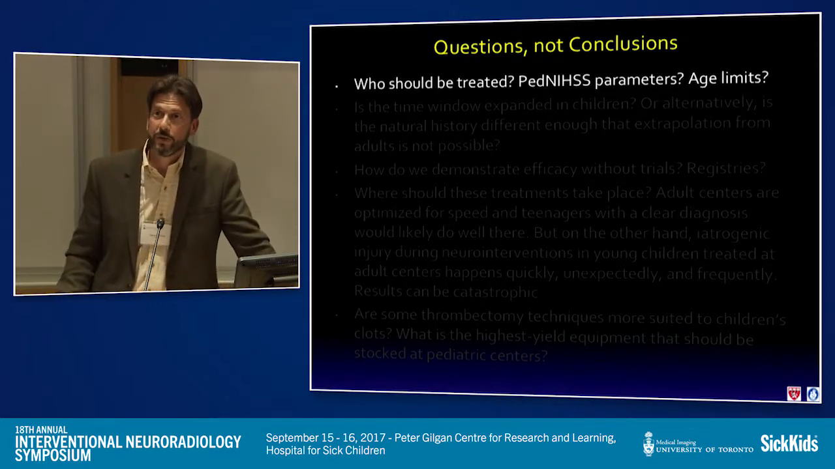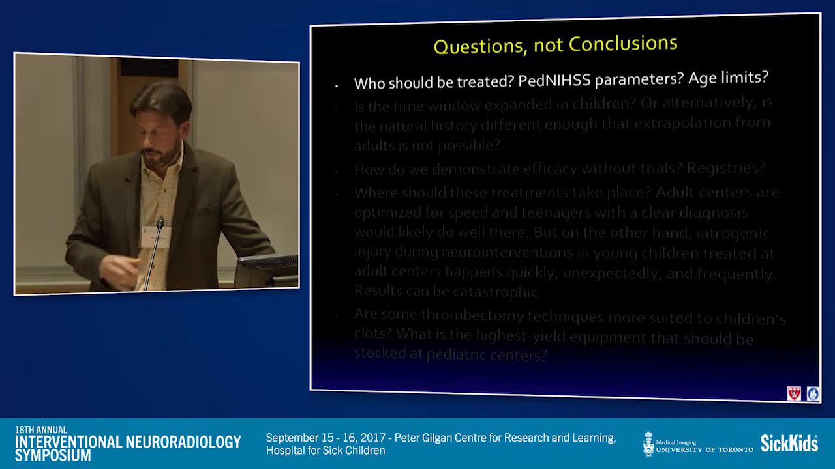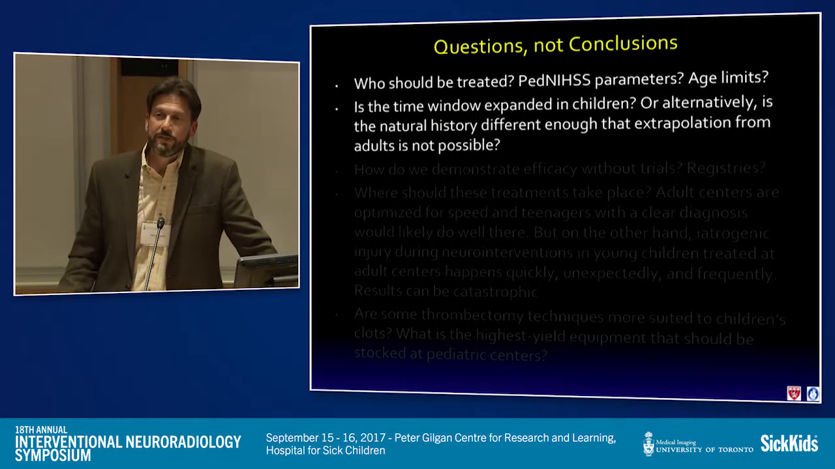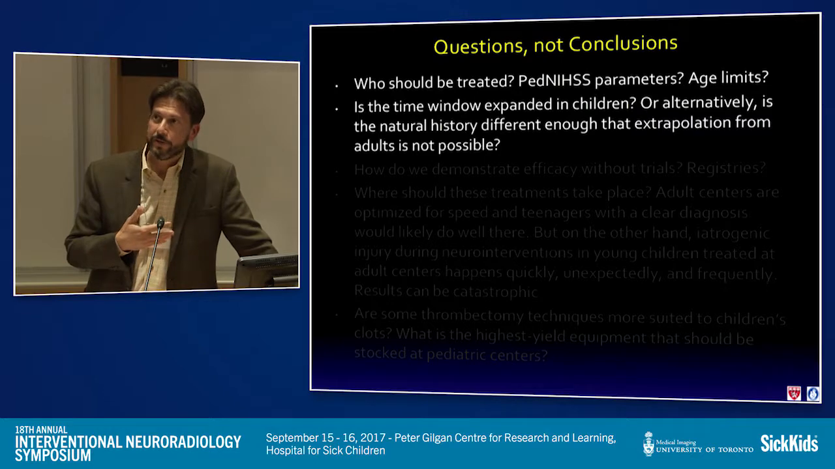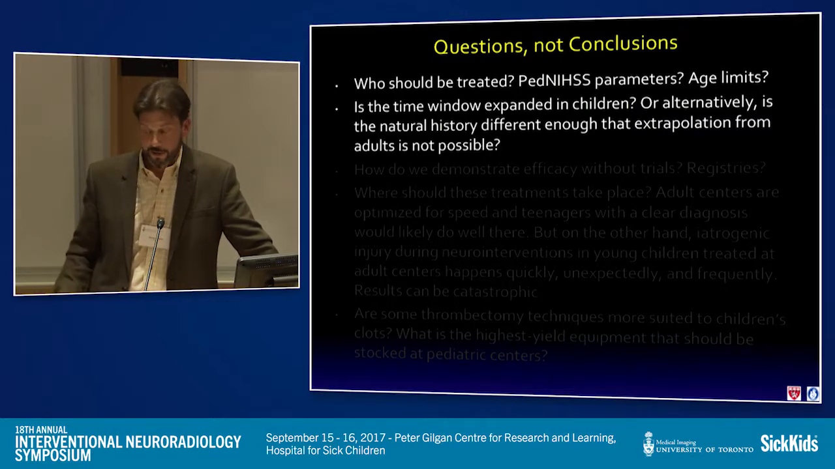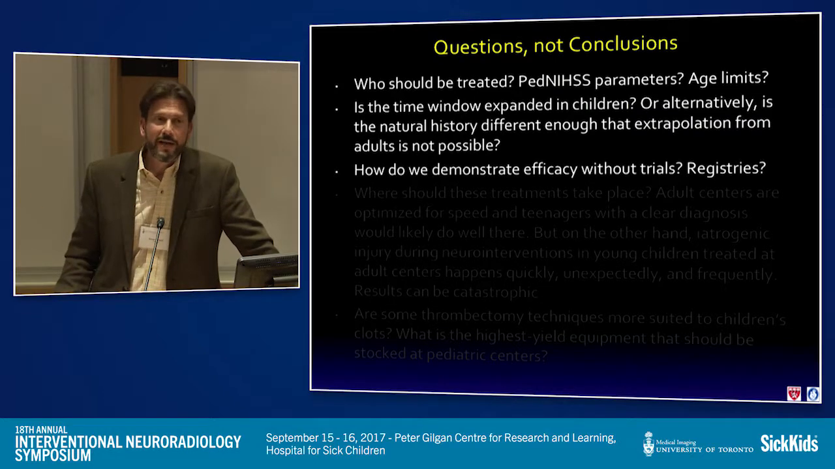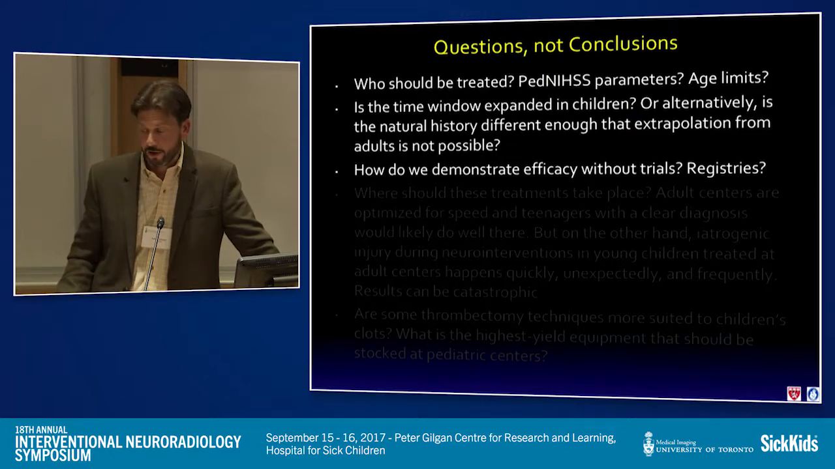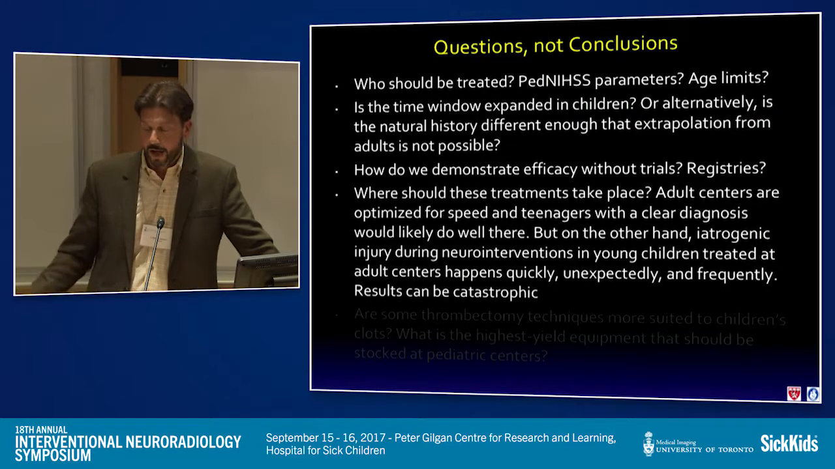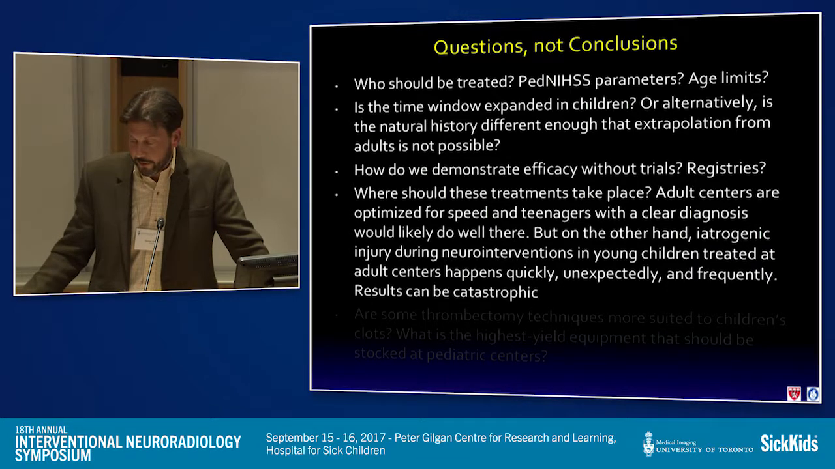The first one is, who should be treated? Should there be limits in terms of the pediatric stroke scale for admission to treatment like this? Should there be age limits? Is the time window for treatment expanded in children compared to adults? So one thing you might imagine is certainly it must be because the collaterals are better, but the flip side is maybe the natural history is better and we should not be intervening at longer time windows. I don't know. How can we possibly demonstrate efficacy, which I think we have to do compared to the natural history? Probably registries are the best thing we're ever going to have, but it's hard to imagine we could ever organize a real trial.